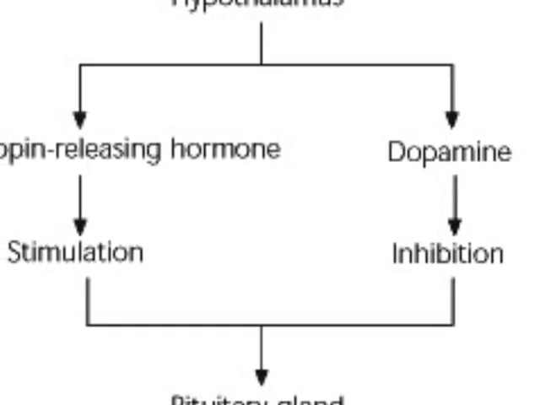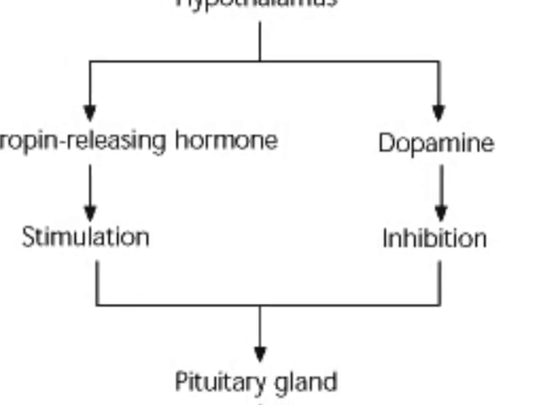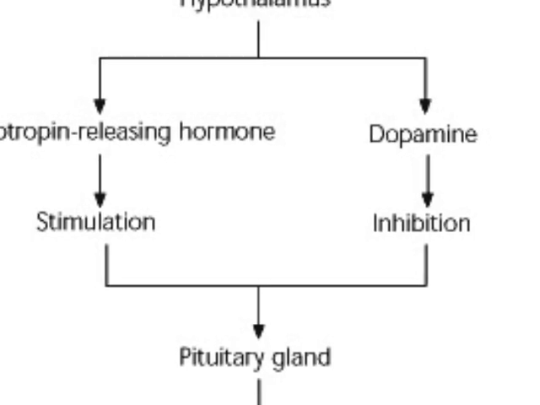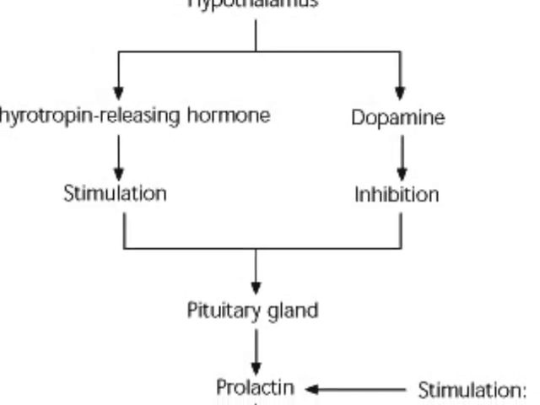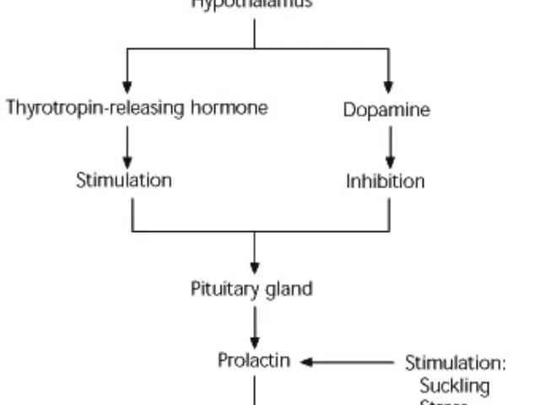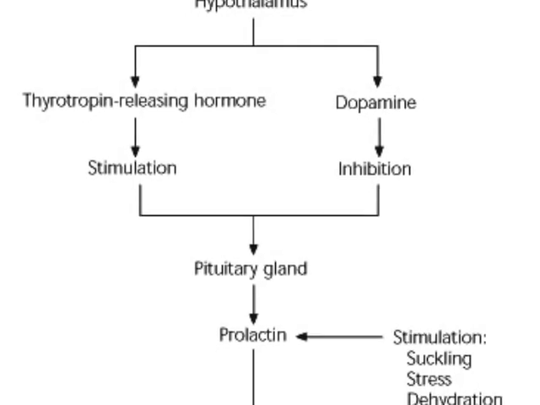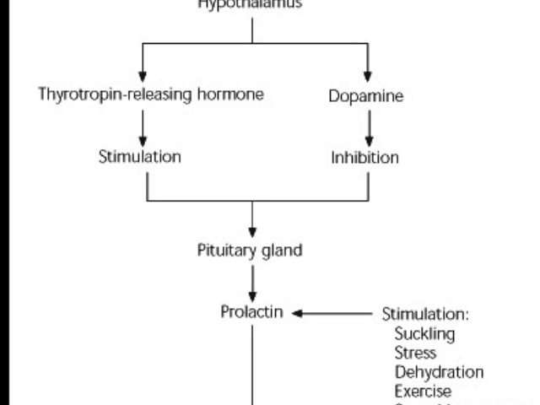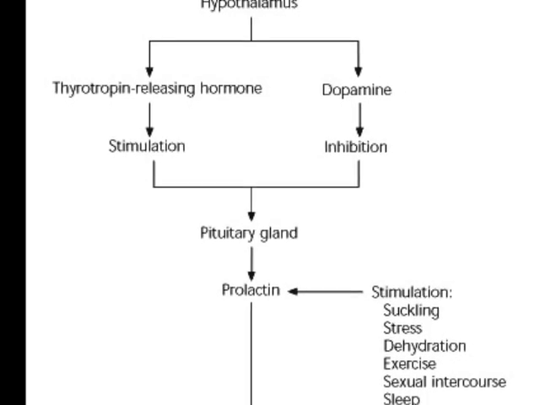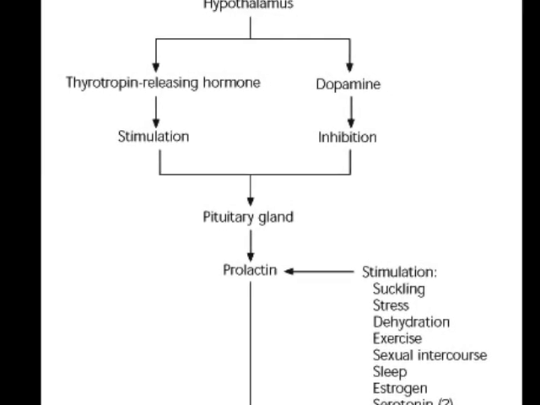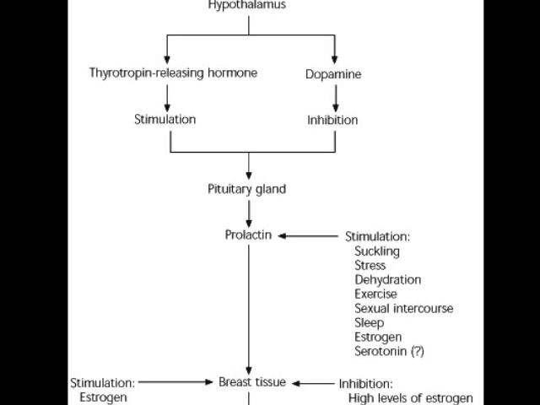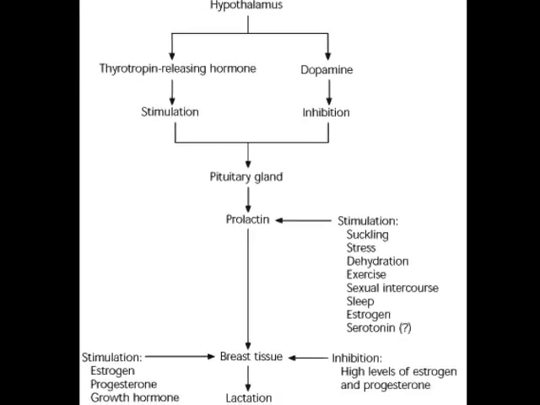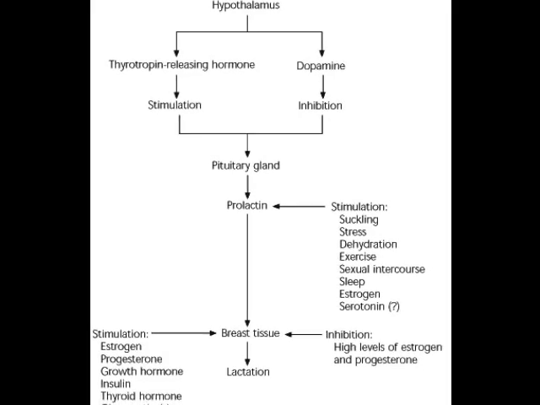Thyrotropin-releasing hormone from hypothalamus stimulates pituitary gland to release prolactin, which causes lactation. Factors other than prolactin that cause lactation are estrogen, progesterone, growth hormone, insulin, thyroid hormone, and glucocorticoids. And those factors that inhibit lactation are high levels of estrogen and progesterone.